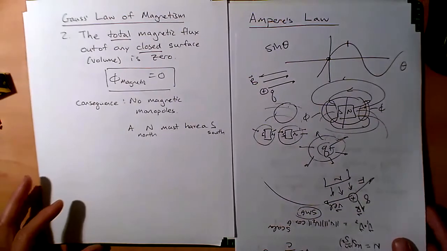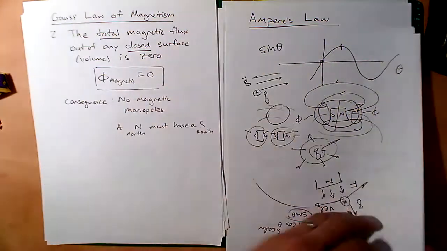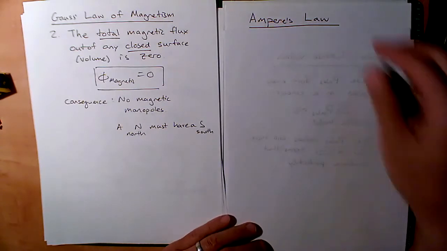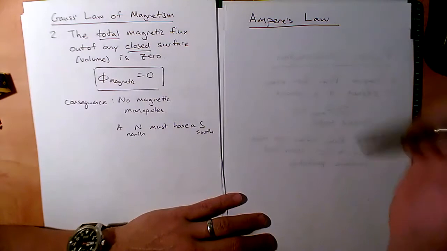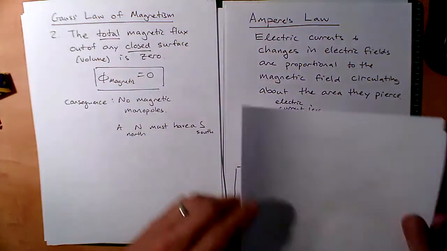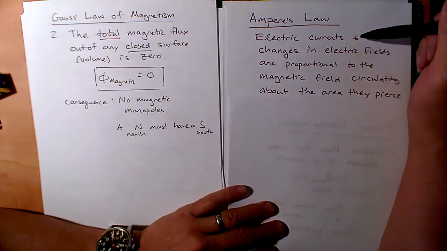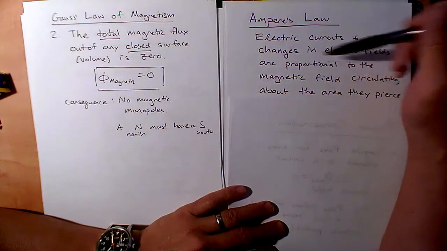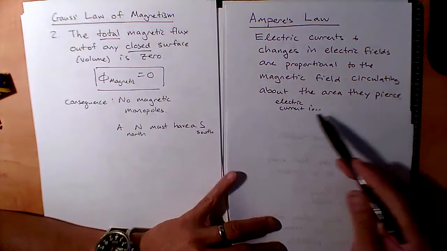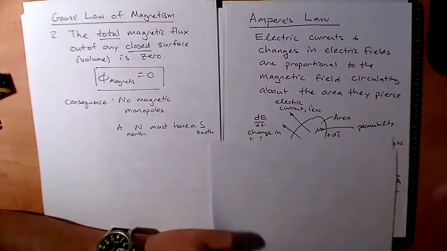Okay, Ampere's law. You've seen this before. This has another right-hand rule, all right? We're going to have 3 right-hand rules: the Lorentz force right-hand rule, and then 2 versions of the Ampere's law right-hand rules, okay? What is Ampere's law saying? It's saying the electric current and changes in electric fields are proportional to the magnetic field circulating about the area they pierce. Oh gosh, that's kind of crazy, right?